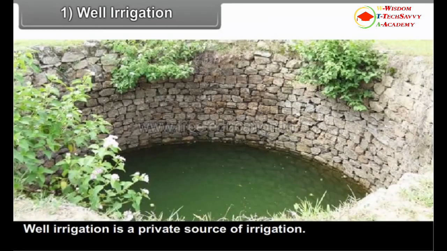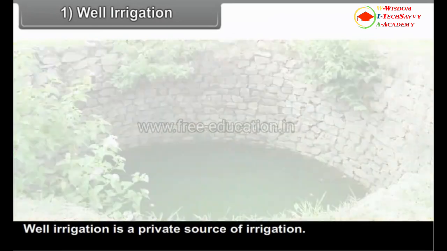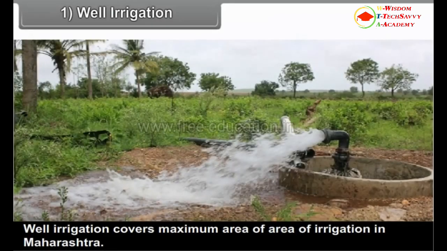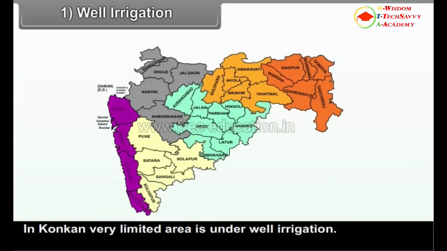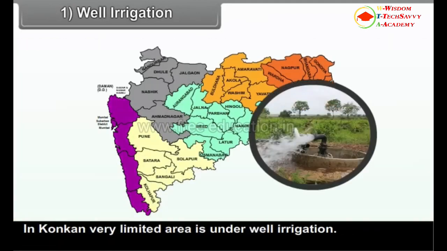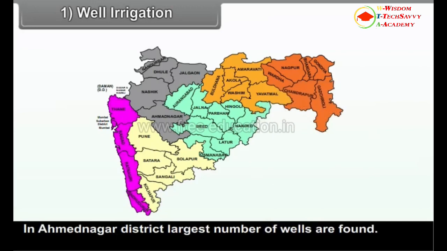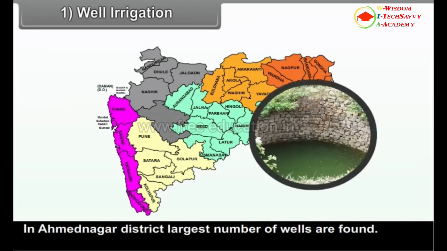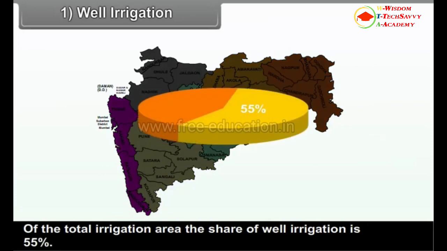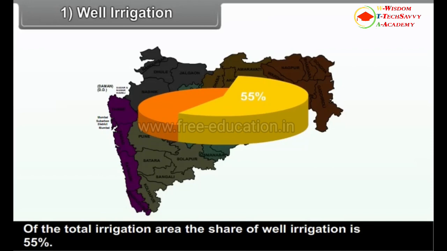Number 1. Well irrigation. Well irrigation is a private source of irrigation. Well irrigation covers the maximum area of irrigation in Maharashtra. In Konkan, a very limited area is under well irrigation. In Ahmednagar district, the largest number of wells are found. Of the total irrigated area, the share of well irrigation is 55%.